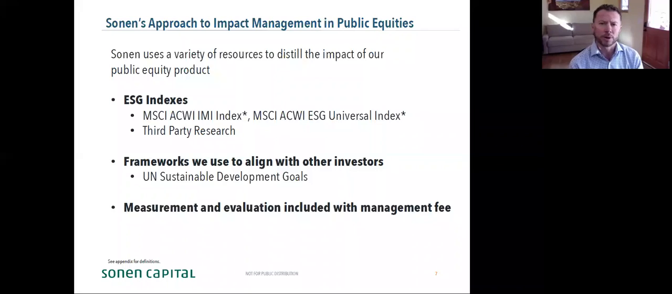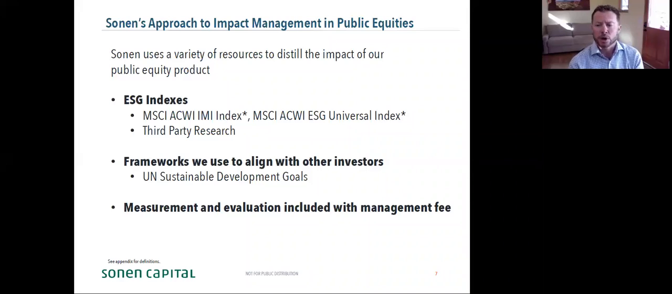And I'm going to walk through a little bit of that later. But we think there's an explicit call to action for private asset owners to participate in the sustainability agenda. And we have an ability to test our alignment and that contribution. So we want to do that wherever it's possible.